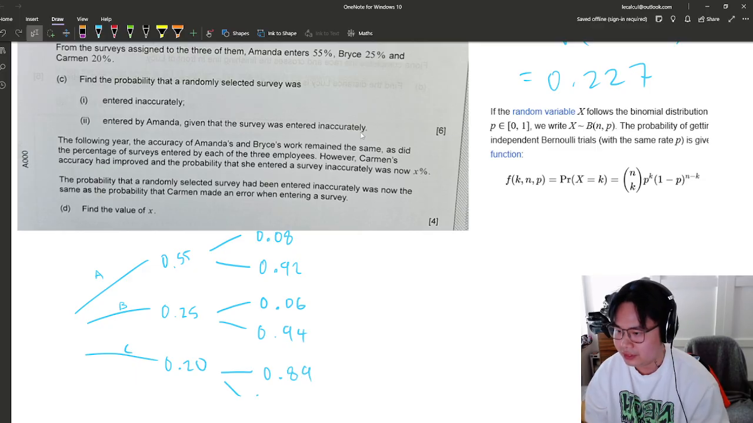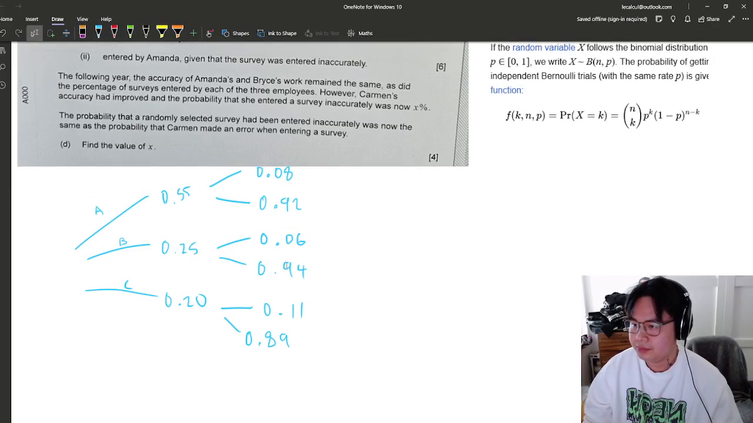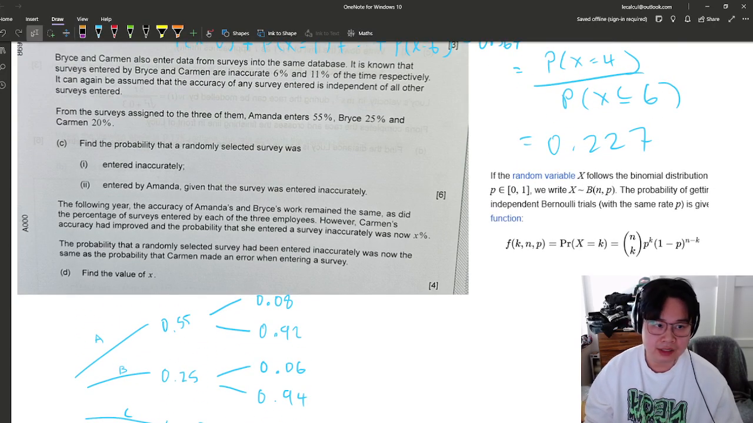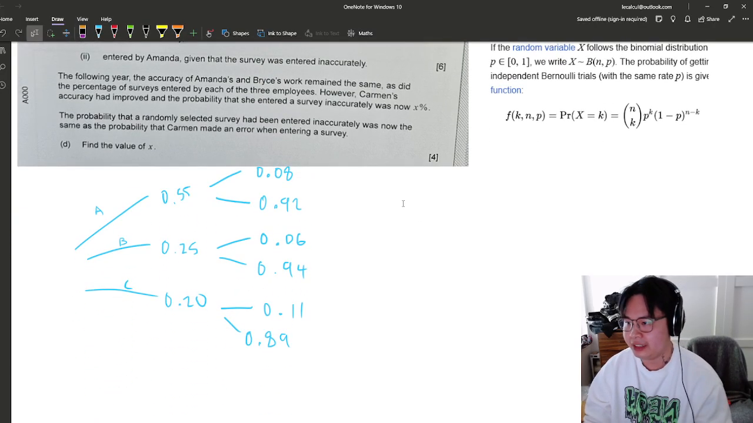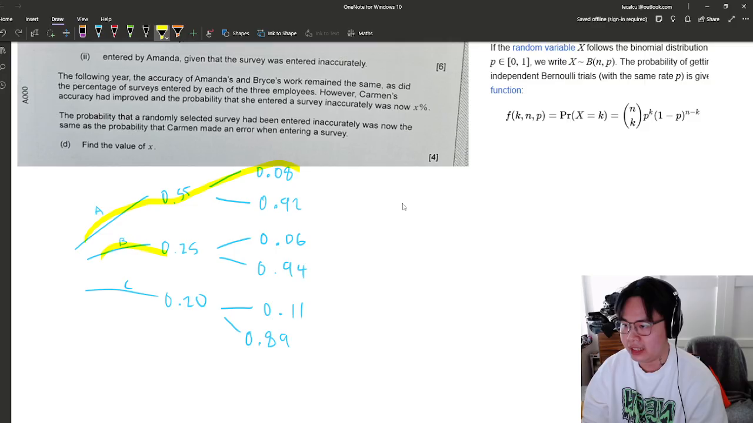Was Carmen 11%? Yeah, okay. And then if we just want to find out what's the probability of data being entered inaccurately, then we need to add all 3 ways you could enter data inaccurately together.